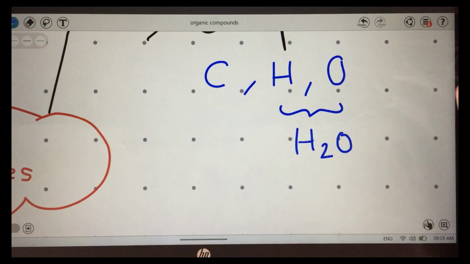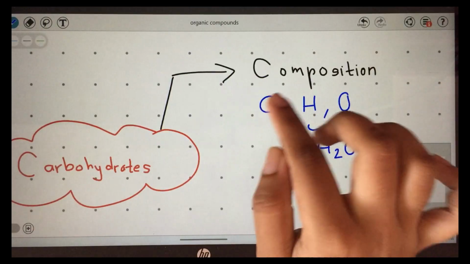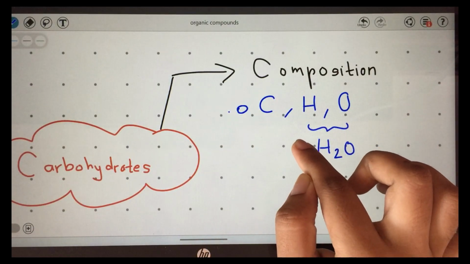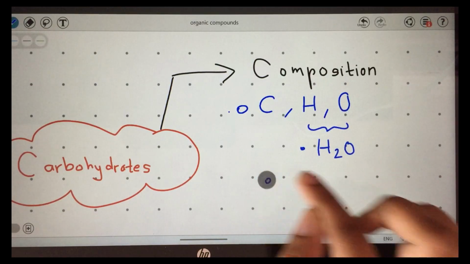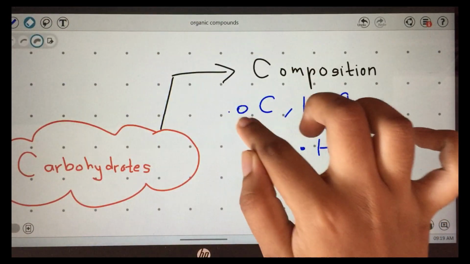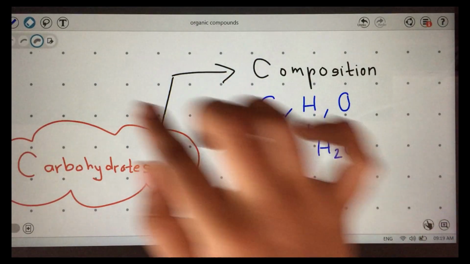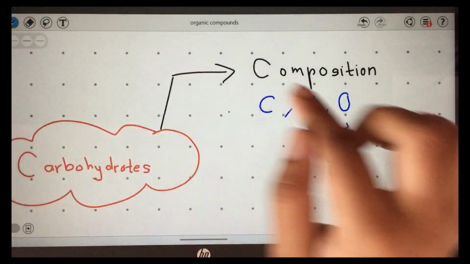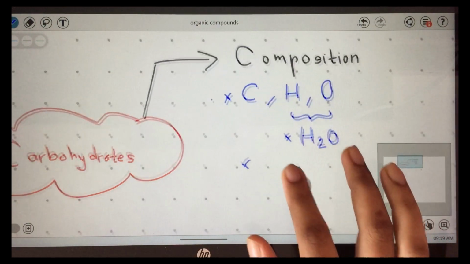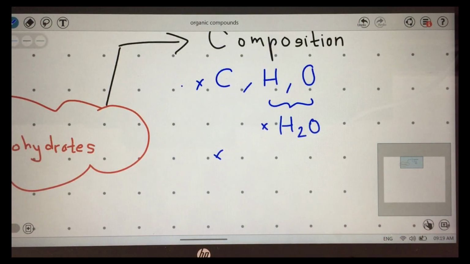Okay, and then you are going to also speak about... this is one point. Then the ratio is another point. Then the third point is about what? I'll put the points in crosses, then it's easy to understand. This is one point, this is one point. And the third point when we speak about composition is about the general formula.